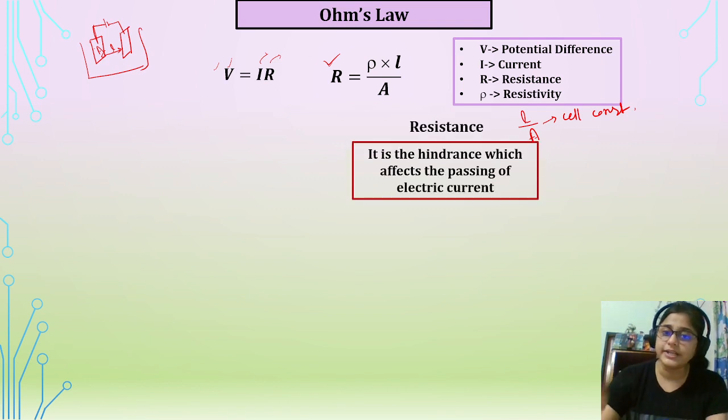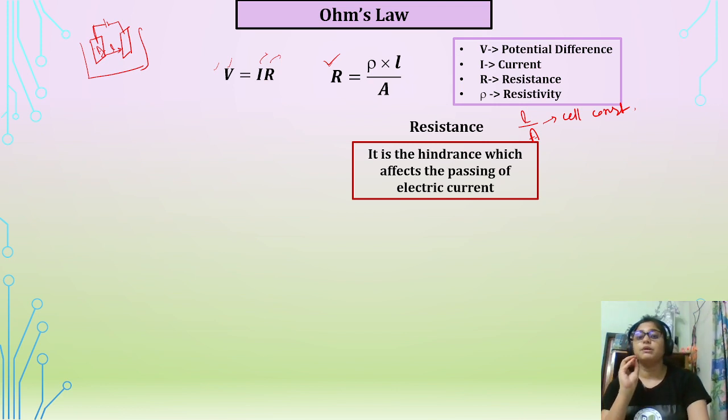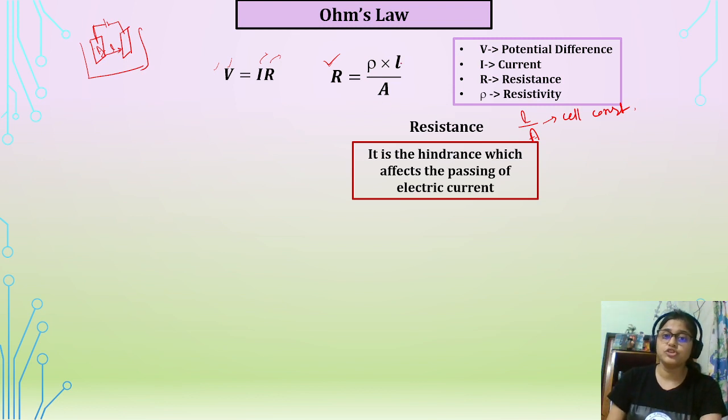Okay, so what is resistance actually? It is the hindrance which affects the passing of electric current. Resistance, so we know, right? Bacteria resistance, these words we are actually familiar with. This bacteria is resistant to one antibiotic. That means it has the power to withstand that antibiotic capsule or medicine, right? So it is the hindrance, for current we are reading right now, which affects the passing of electric current, which is proportional to the L.